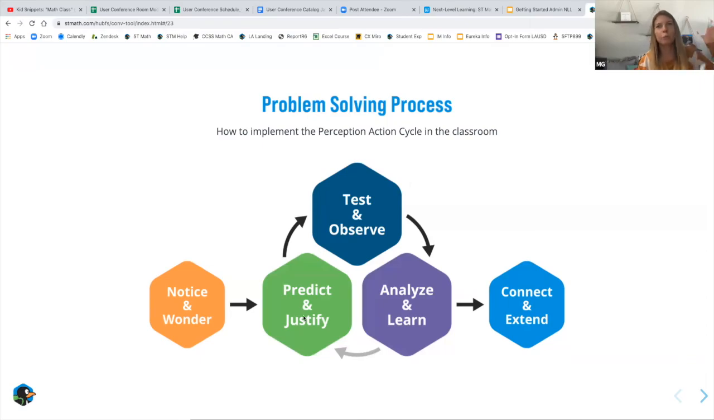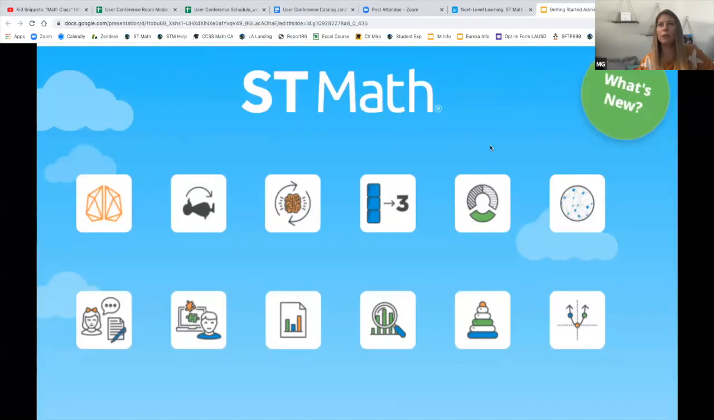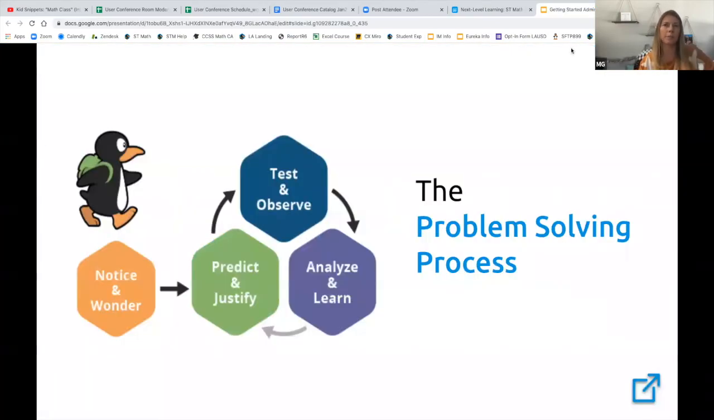And then we test it and we observe it by pressing the green go button and letting the animation play out. As that animation plays out, that's that immediate informative feedback that's so important to teaching. And we want to analyze it and learn from it. And then we keep going through this cycle as the students learn how to solve this particular type of problem. So that's kind of the neuroscience behind why ST Math is set up the way that it is.